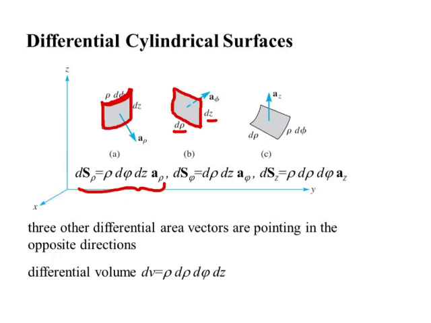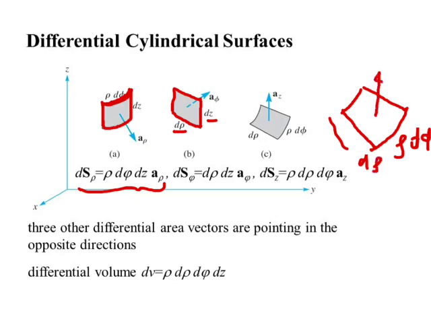The last one is the top one, which I don't like the way it's drawn here. If I were to draw it, I would draw it a little bit differently. It will look something like this. Here I'm looking at the differential element from a little bit higher angle. This one here is rho d phi, and this one here is d rho, and the normal to this one is indeed in the z direction, so it's a z. So the last differential area vector is equal to rho d phi in the z direction.